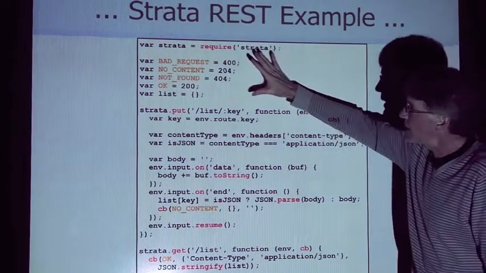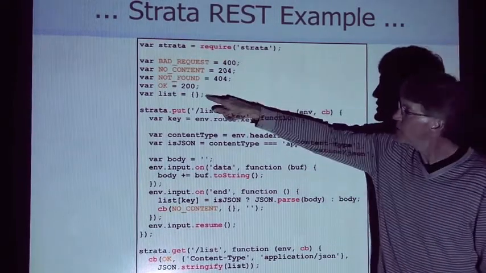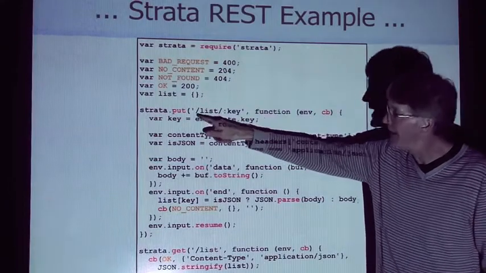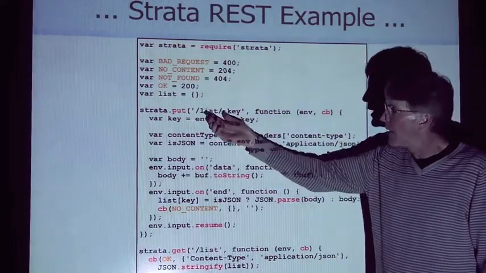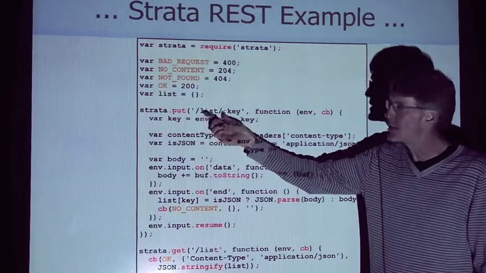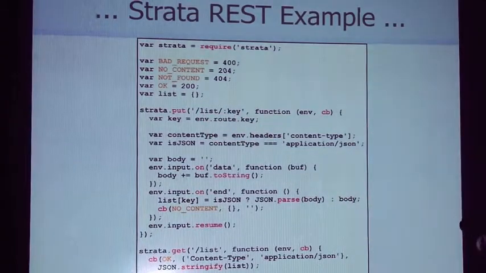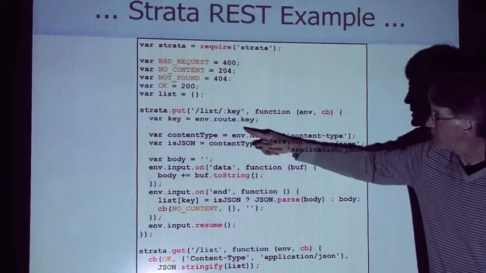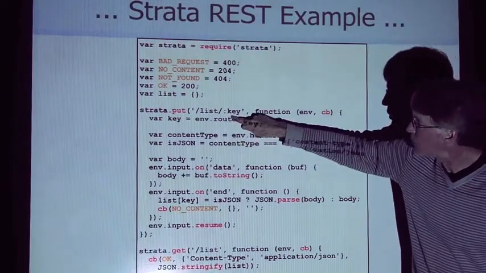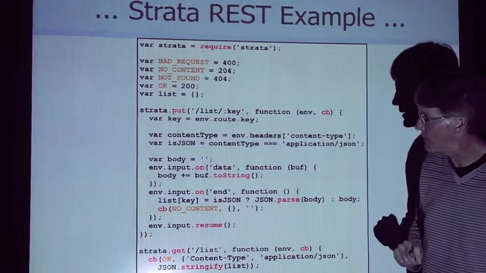So a bunch of constants for some status codes, and then here's the list where I'm going to store the data. And if I get a put request that matches this, /list/ and then there's some key, then what I want to do is get the value of the key. So env.route.key pulls out the value that matched right there.